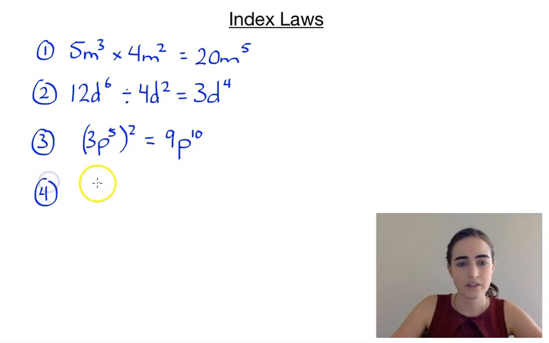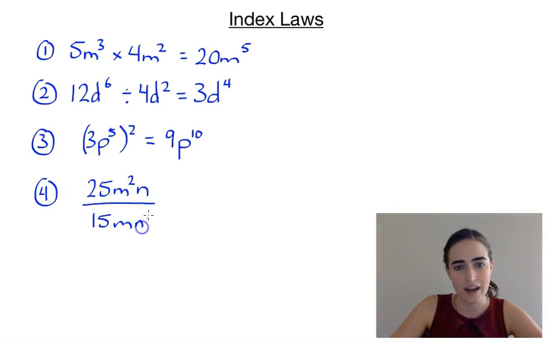And our next one, we've got 25m squared n over 15mn cubed. Alright, so we're going to have to go through and simplify this one down. If we have a look at the numbers first, we've got a 25 and a 15, and we can divide them both by 5. So 25 divided by 5 just leaves us with 5. 15 divided by 5 leaves us with 3.